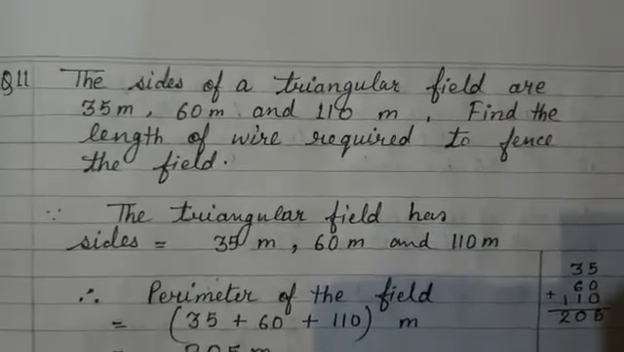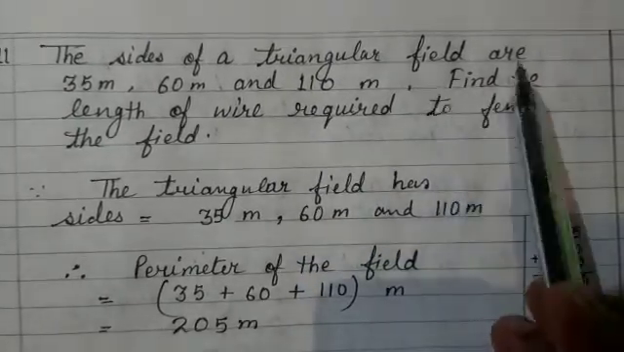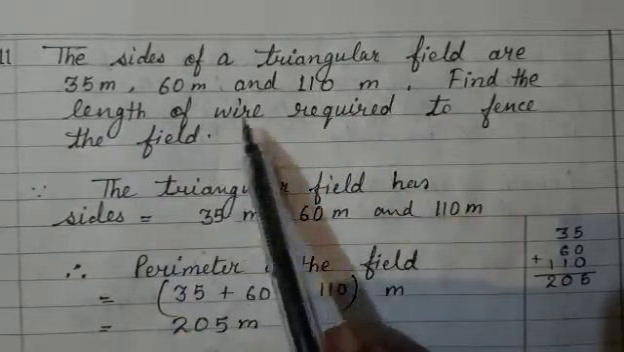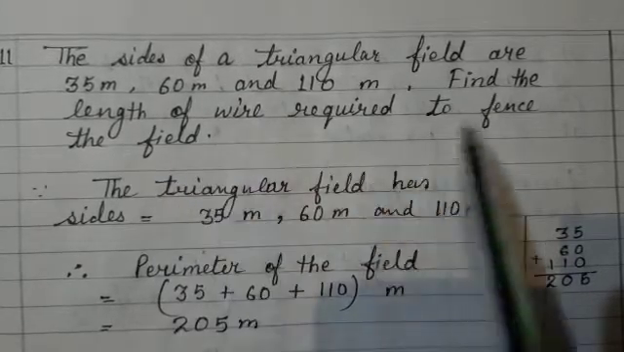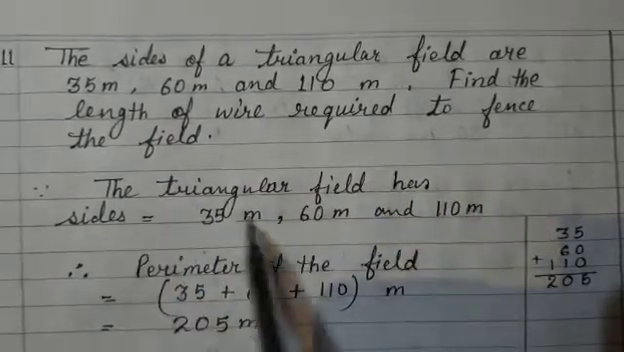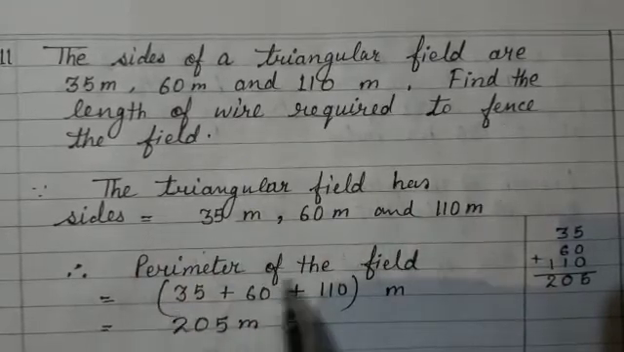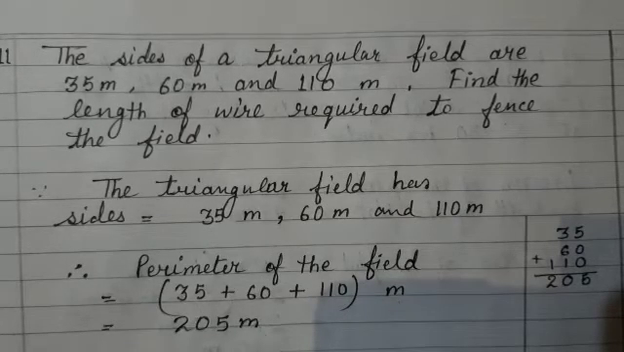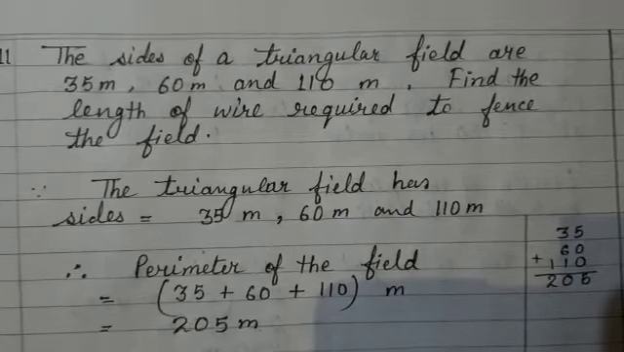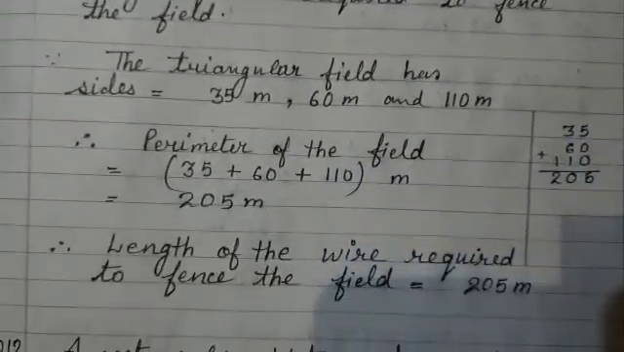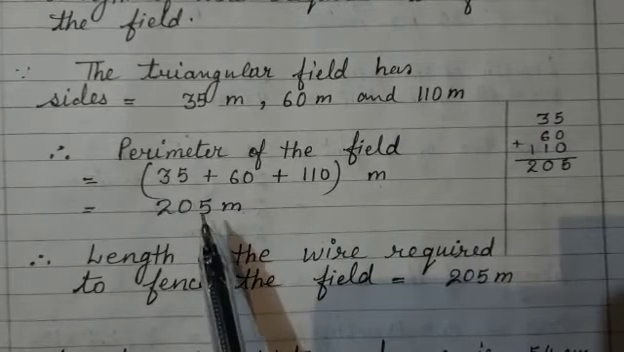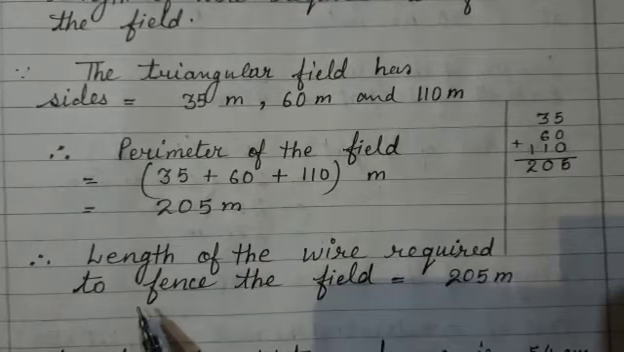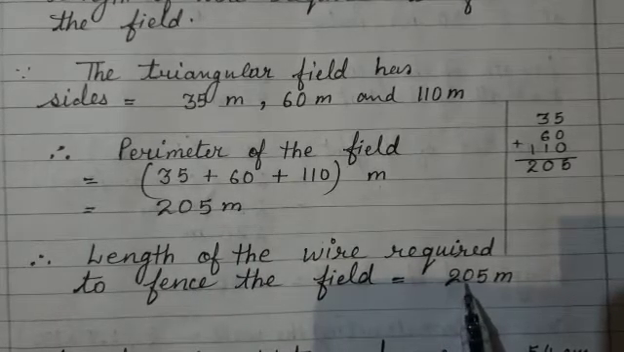Now look at question number 11. The sides of a triangular field are 35 meter, 60 meter and 110 meter. Find the length of wire required to fence the field. Fence means boundary. Now look at the triangular field has sides these three. Perimeter of the field is 35 plus 60 plus 110 meter. It is 205 meter. Okay, the length of the boundary means the length of the perimeter. Therefore, the length of the wire needed to fence the field is equal to 205 meter.